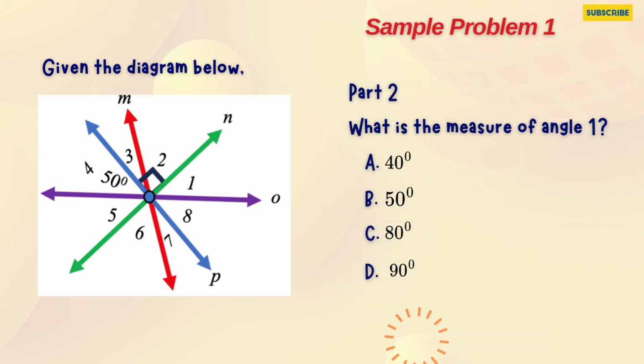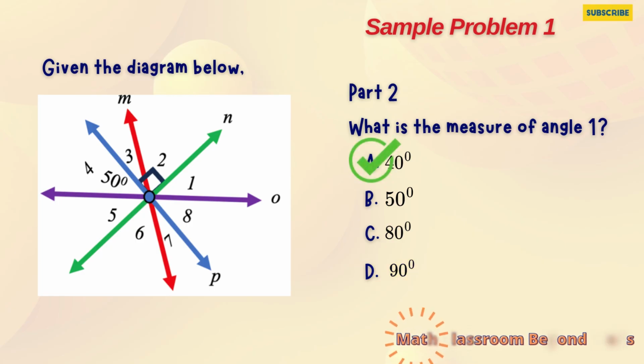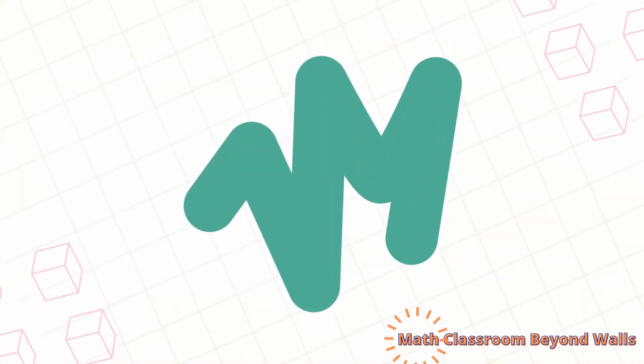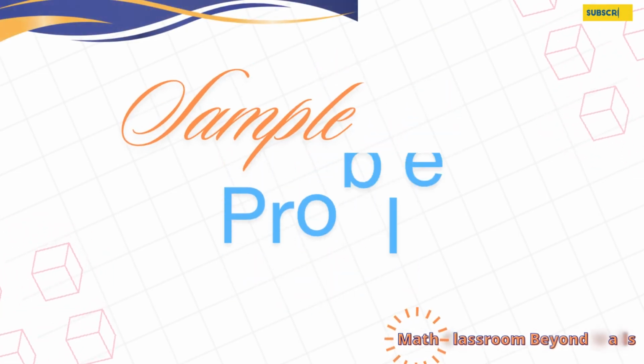So, what is our answer, learners? Is it option A, option B, option C, or option D? Okay, so the answer is option A. The measure of angle 1 is 40 degrees. That was again easy. Now let us move on to sample problem 2.